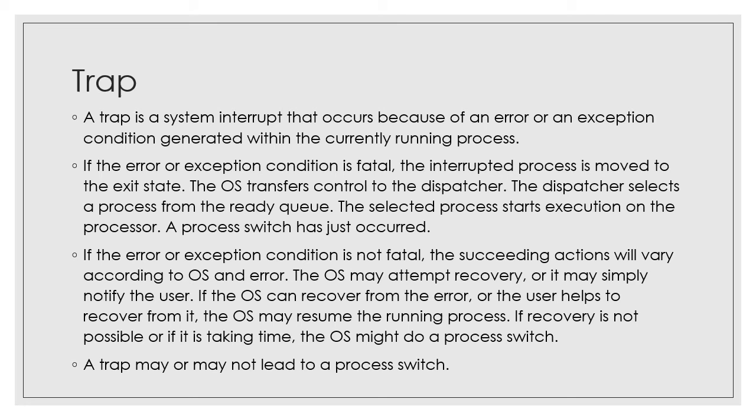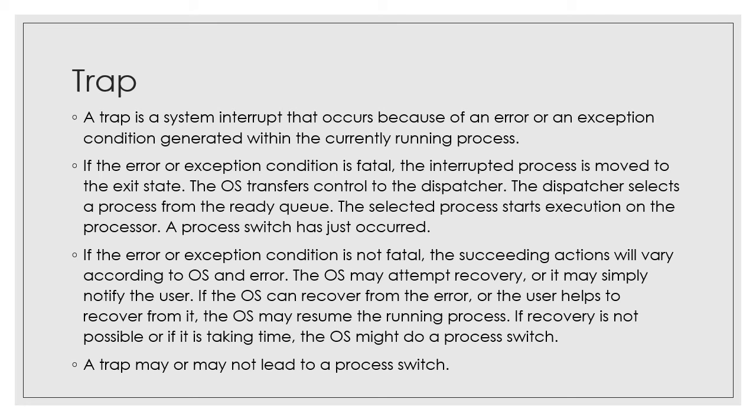A process tries to access a file it isn't supposed to access. A trap occurs. The difference between an ordinary interrupt and a trap must be clear to you. A trap occurs due to something the running process did. The OS determines whether the error or exception condition is fatal. If the error or exception condition is one of the reasons of process termination in this OS, the interrupted process is moved to the exit state.